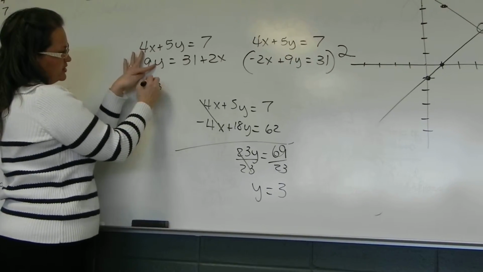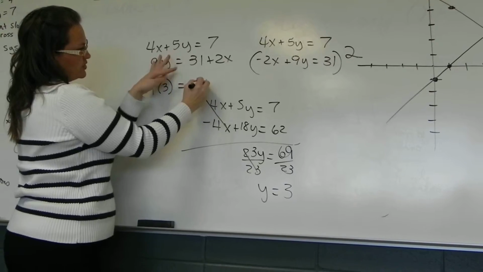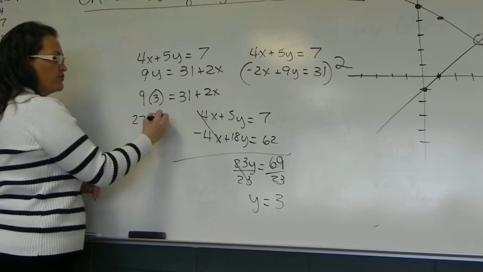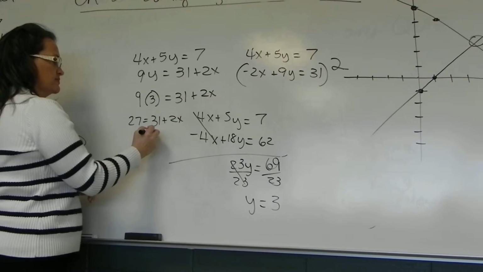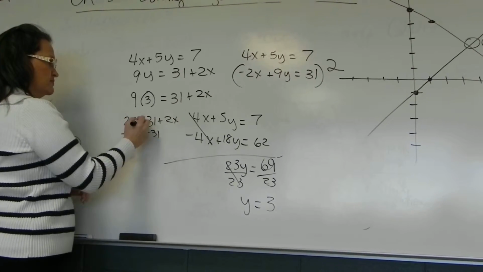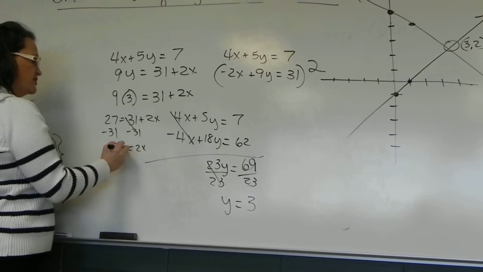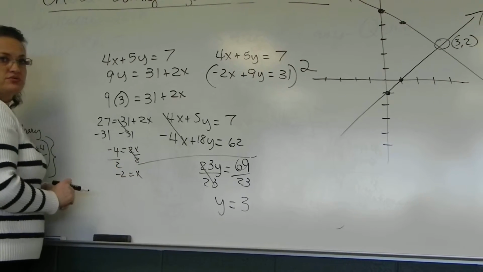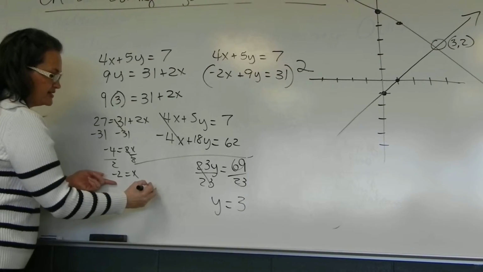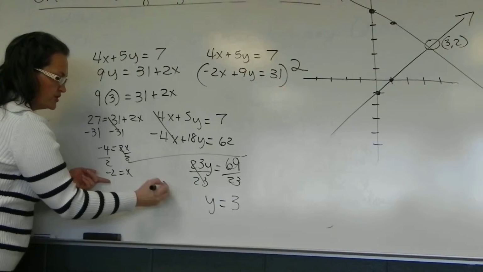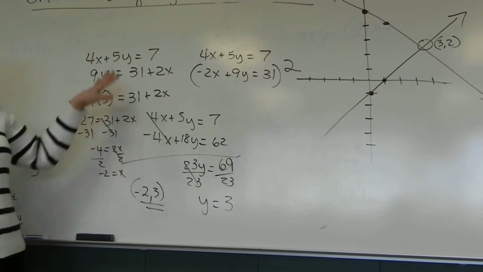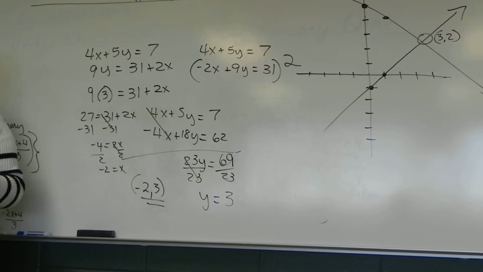9 times y, I know now to be 3, equals 31 plus 2x. And then solve that for x. 2x equals negative 4. So x is negative 2. Your solution, x is negative 2, when y is 3, should be the one true solution for these two original equations when checked.